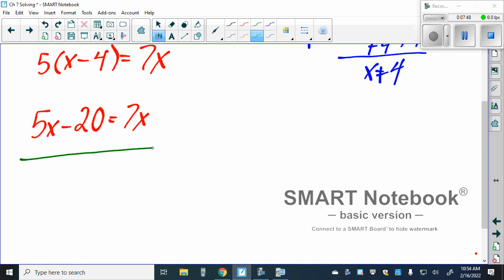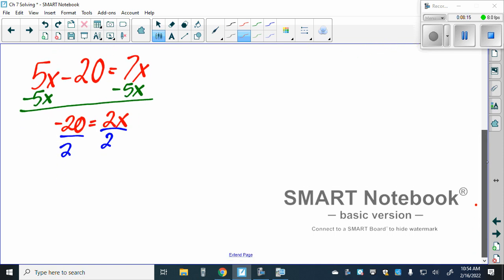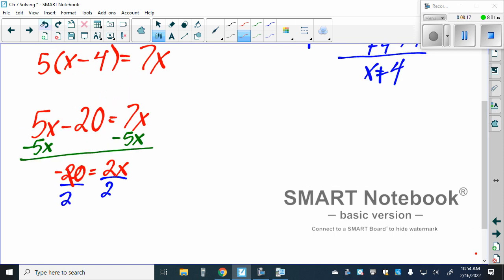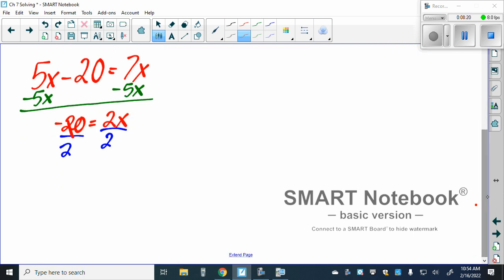Now at this point here, we can get x by itself by subtracting 5x from both sides, which would tell us that negative 20 is equal to 2x. And last but not least, we would divide by 2, telling us that x is equal to negative 10.